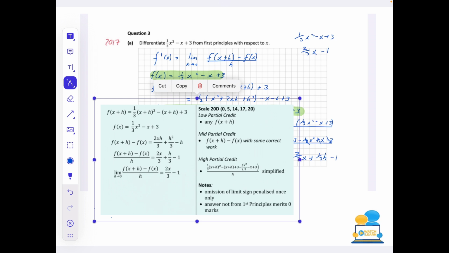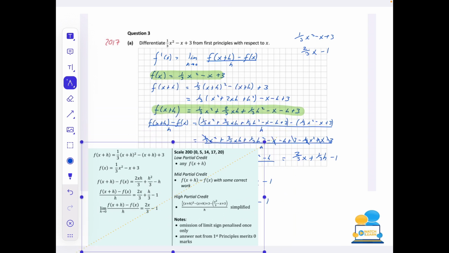Okay, again, we'll take a look at the marking scheme for this. This time it was actually worth 20 marks. Okay, so 0 marks if you don't include first principles. Down there at the bottom in the notes, answer not from first principles merits 0 marks. So if you don't use first principles, you just write down the answer, unfortunately, you're getting 0. To get low partial credit, 5 marks, if you did something about the f of x plus h. Okay, mid partial credit, to get 14 marks, f of x plus h minus f of x with some correct work.